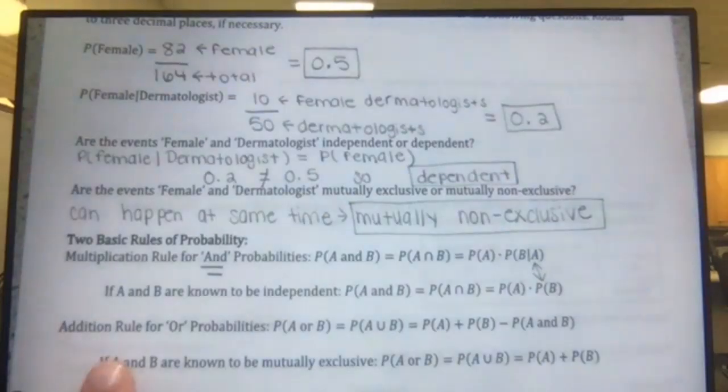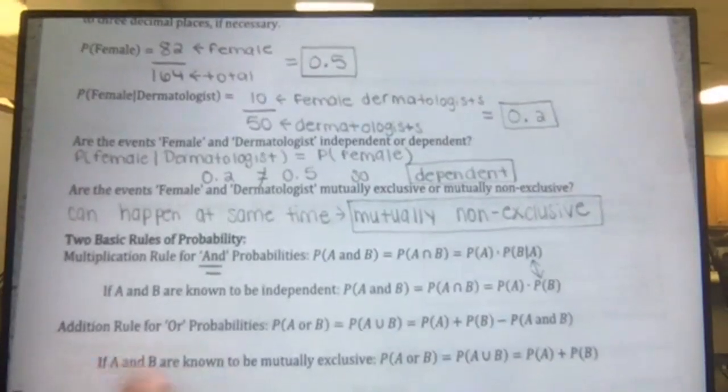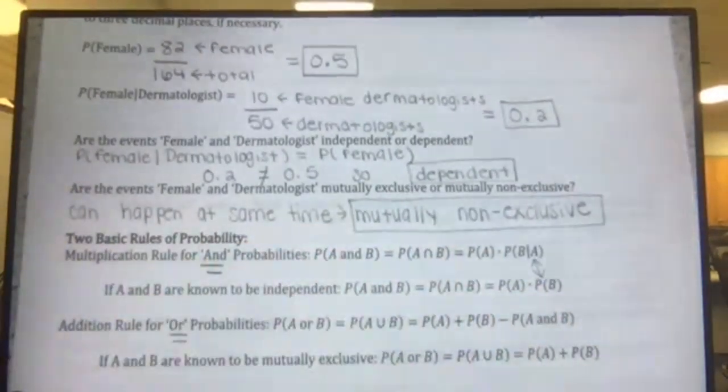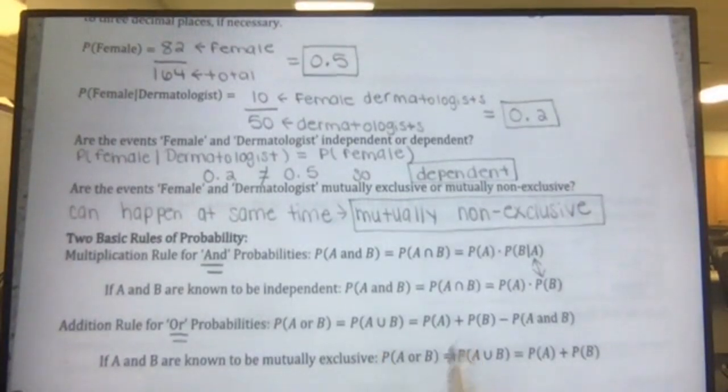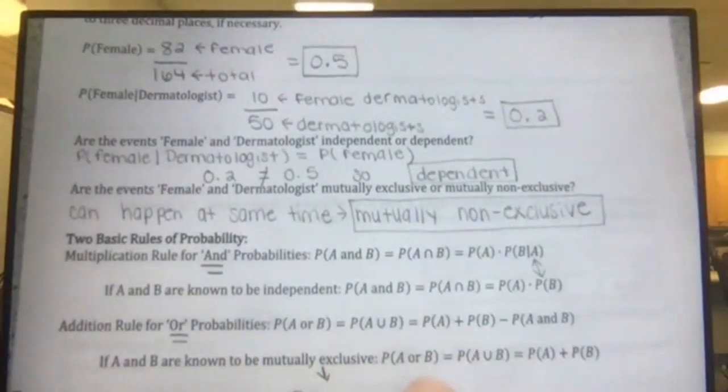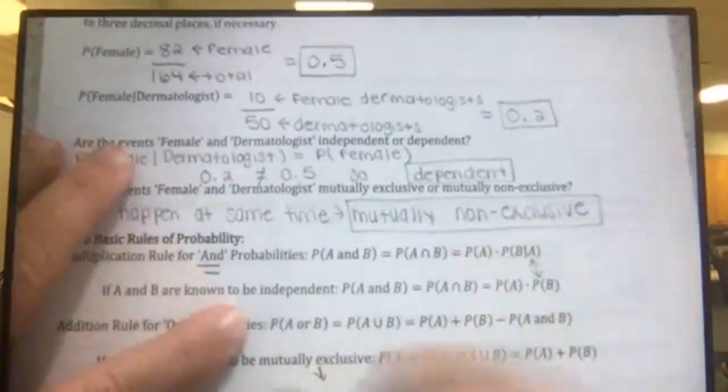And then the probability rule for addition. If we have the word or, the addition rule for or probabilities, A or B. Our ors are the union symbol, like the U. It's going to be the probability of A plus the probability of B, whatever they have in A plus whatever they have in B. You already added what they have in common once, so you can't add it twice. That means you have to subtract the probability of A and B. If they are known to be mutually exclusive, that means they cannot happen at the same time, so they'd have nothing in common. So the probability of A and B would be 0. They can't happen at the same time.